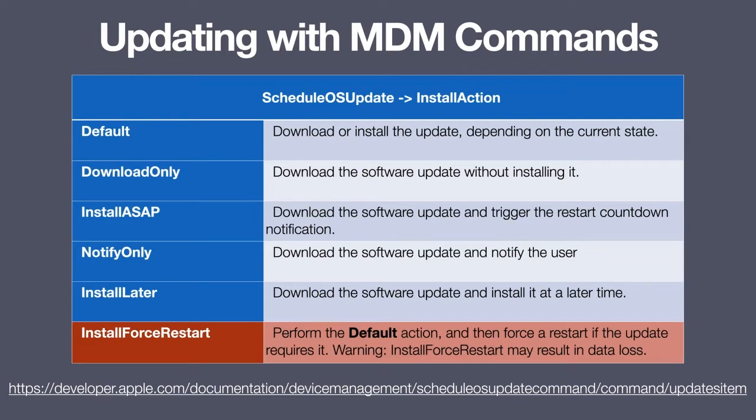So using Jamf as an example, you've got two choices. One of which is download only, where it will use the install action options download only or notify only, depending on the installed version of macOS. Or you've got the option to install and restart, where Jamf will use the install action options default or install ASAP, which again depends on the installed version of macOS on your clients.